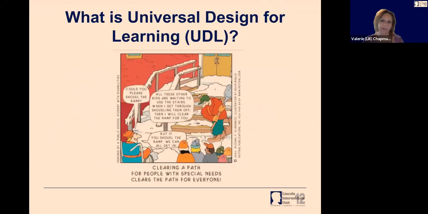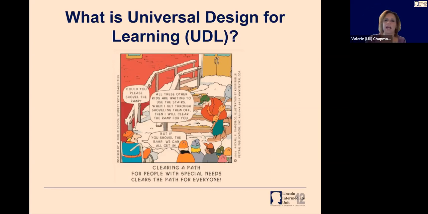Here's an example of a comic that's often used to explain what UDL is when people are not quite sure what it is. I'm not going to read it to you because you're all capable of doing that. He's cleaning the steps and waiting, and the student in the wheelchair is asking him to shovel the ramp. But he says, well, I've got to do the steps first. But if he would shovel the ramp, all students could enter the building. So why not just shovel the ramp so everyone can get in the building faster?